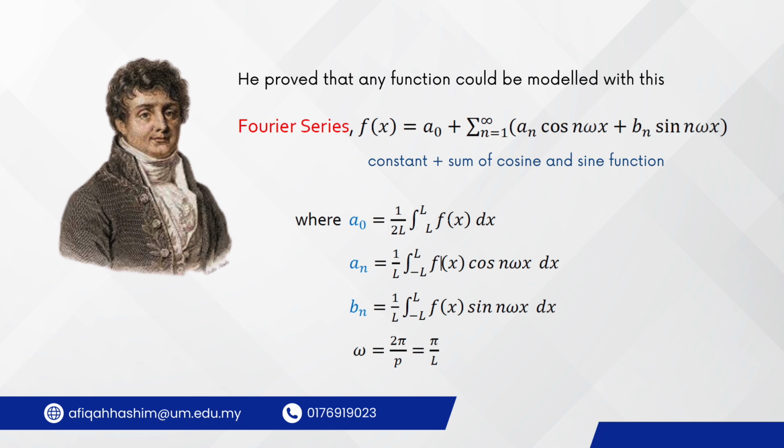So f(x) is a periodic function that you want to represent, and a naught, a n, and b n are coefficients that determine the amplitude of each harmonic. And n represents the frequency of each harmonic, which means that a higher value of n corresponds to a higher frequency. The coefficients a naught, a n, and b n are calculated using integrals over one period of the function. Once you have these coefficients, you can reconstruct the original function using the Fourier series formula.